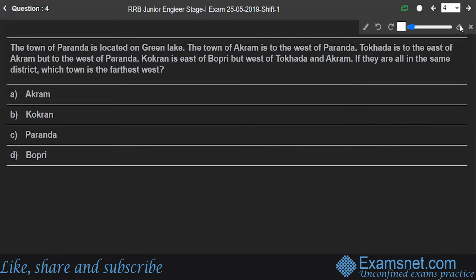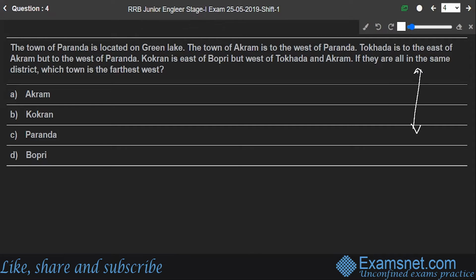Question number 4. The town of Paranda is located on Green Lake. The town of Akram is west to the Paranda. Tukhada is to the east of Akram, but to the west of Paranda. Pokran is east of Bopri, but west of Tukhada and Akram. If they all are in the same district, which town is the farthest west?